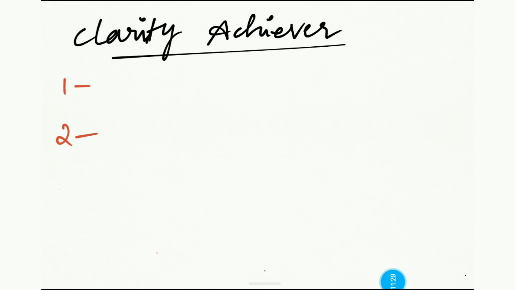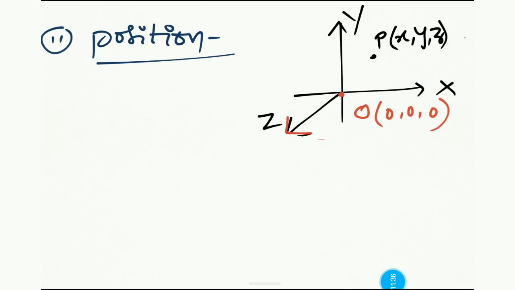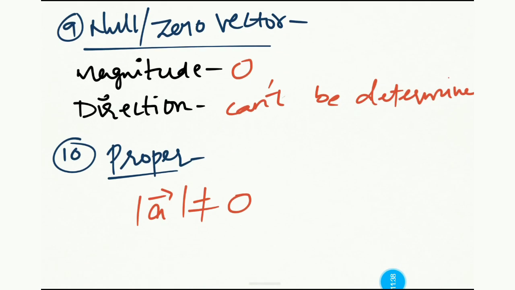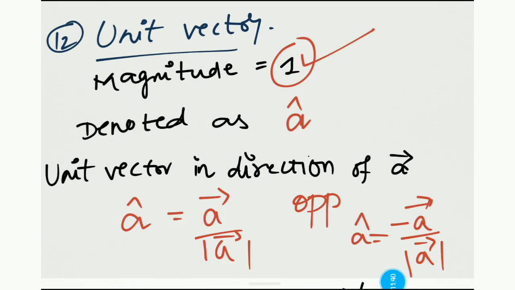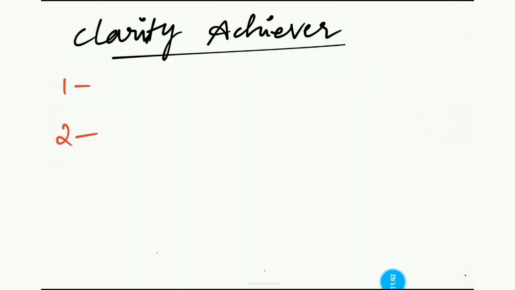Okay, now look at the clarity achiever. First question: the direction of a null vector. Just now we have seen the point. A null vector, the direction cannot be determined, right? So the answer will be cannot be determined, and it's B.